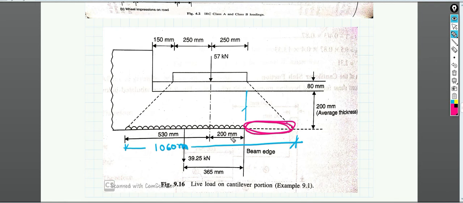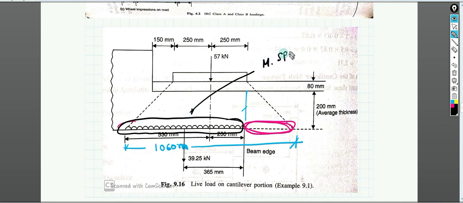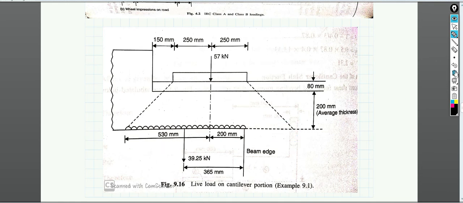So what is the length of this portion? You need to find it out, because we only need this particular portion. If I say this black portion, this portion is important for us, because that will give rise to the moments and shear force that will be required for our design. So what is this length? Let's calculate that.